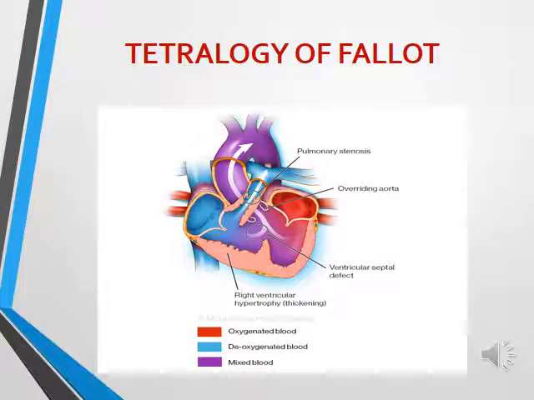This is the picture of tetralogy of Fallot. Pulmonary stenosis, overriding aorta, ventricular septal defect, and right ventricular hypertrophy, I mean enlargement of the right ventricle.